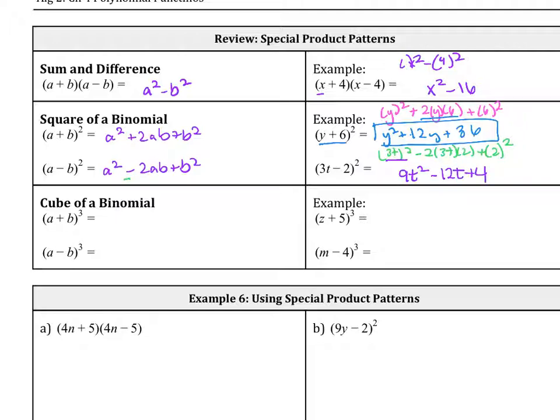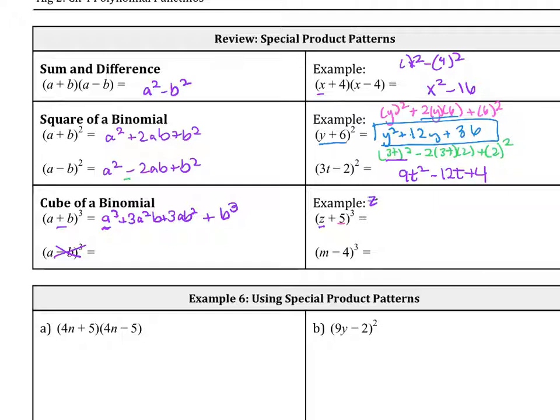Cube of a binomial, that pattern is a cubed plus 3a squared b plus 3ab squared plus b cubed. So I'm going to try this example here. I don't want to go over the negative. Really, it's the same thing as this cube of a binomial, but let's just plug in the signs and then you'll see why they change. So let's try this one. So we're looking at the pattern. Remember, this is a and this is b here. And so we're plugging in wherever we see the a and the b in this formula.